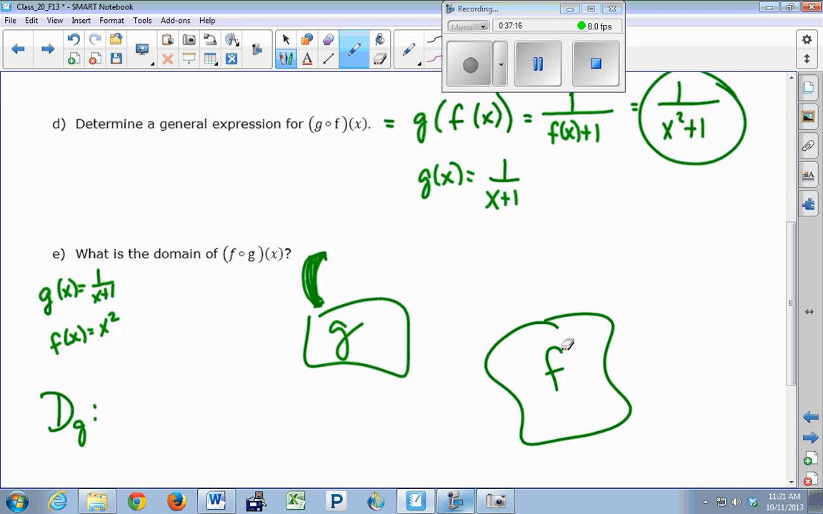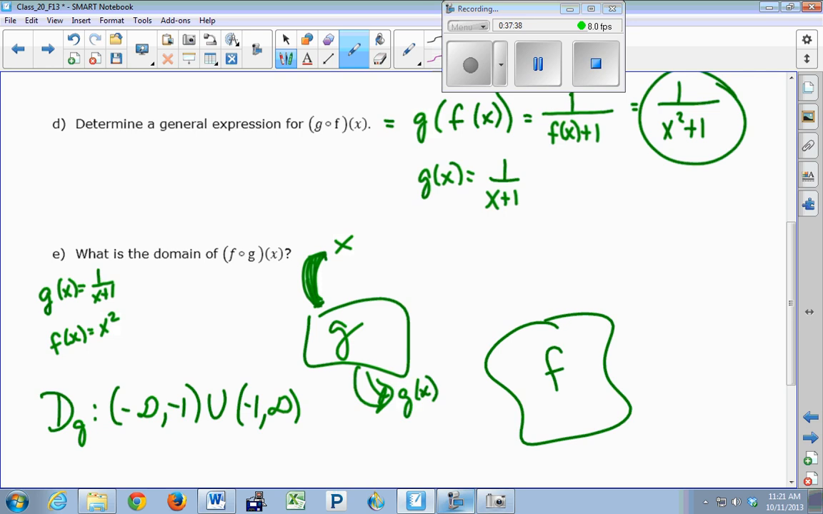Everything but -1, right? We talked about that at the beginning of the hour. So it's the union of these two sets. So that's what can go in to g. What's going to come out of g? Well, a bunch of different numbers called g of x. They're going to be positive and negative numbers, okay?